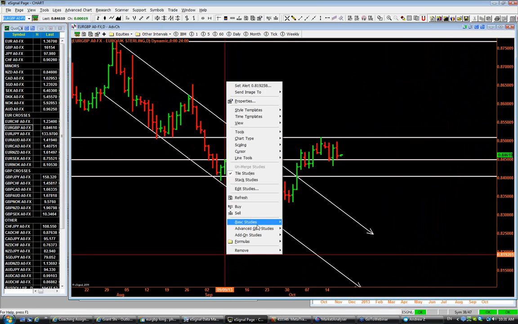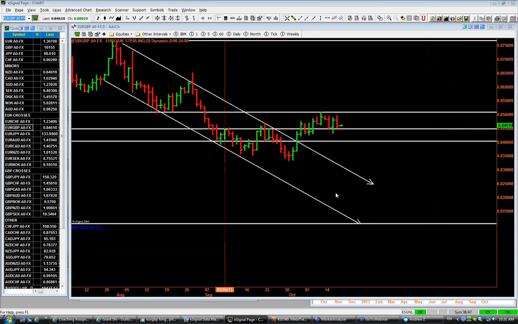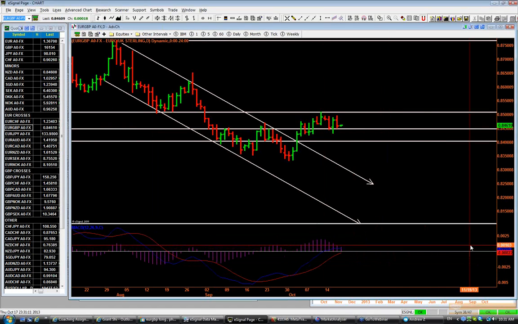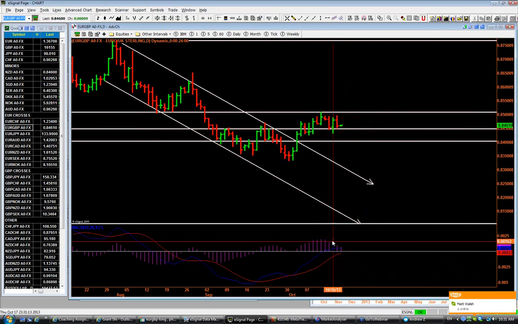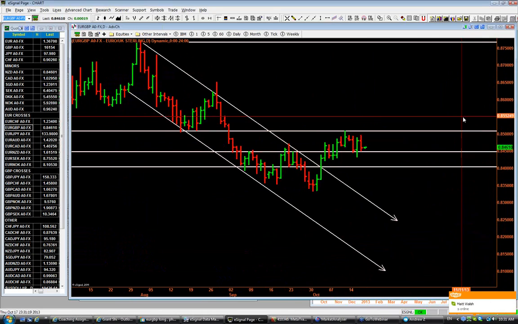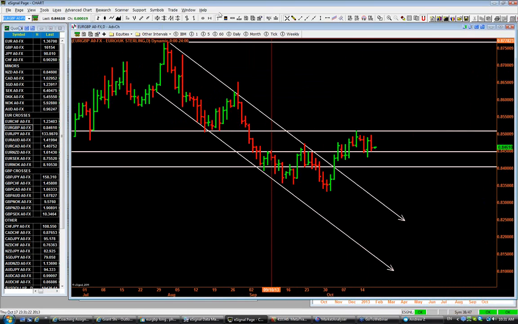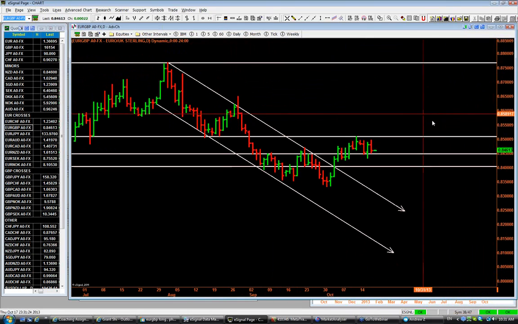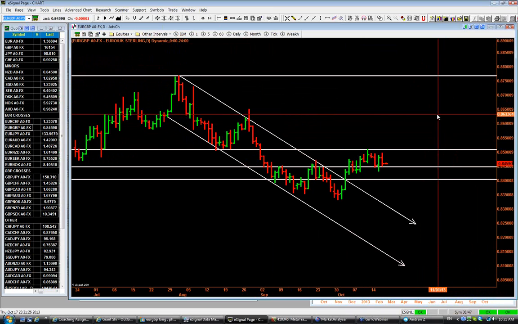Okay, MACD looks okay, but momentum is a little bit down. But when I trade this, I just stick to my own trading strategy. Any questions? Okay, so where would you put the Fibonacci on the chart?